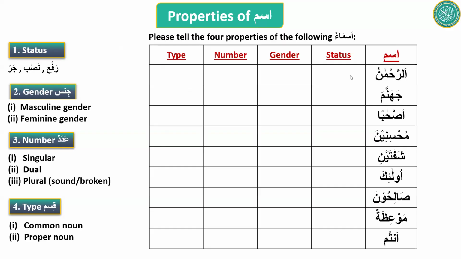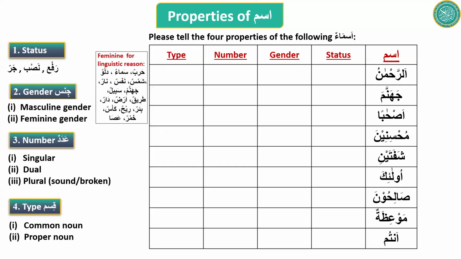Okay, Saad, first word, Ar-Rahmanu. Assalamu alaikum. What is the status? Wa alaikum salam. Ar-Rahmanu is rafa because it ends with a dhamma. Rafa. Okay. Next. I don't see any reason for it to be feminine, so it's masculine. It's singular, and because of the al, it's a proper noun. Thank you. Good job, Saad Iqbal.